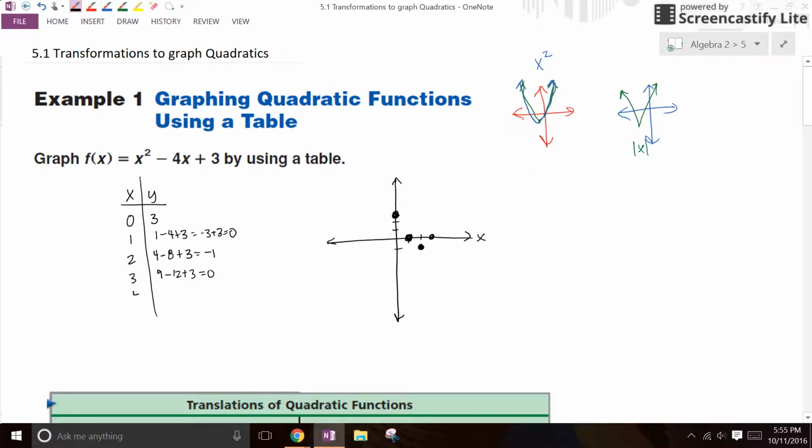If you want to make sure, you could plug in a 4, and you could be like, all right, that's 16 minus 16 plus 3, or that's going to be 3. So 4 is going to be right here again. And you can see this beautiful parabola must look something like this.